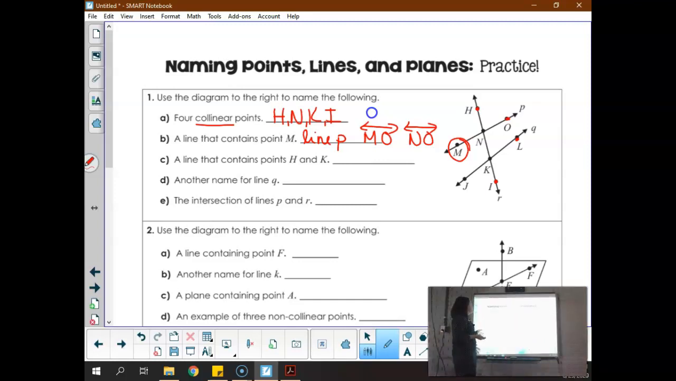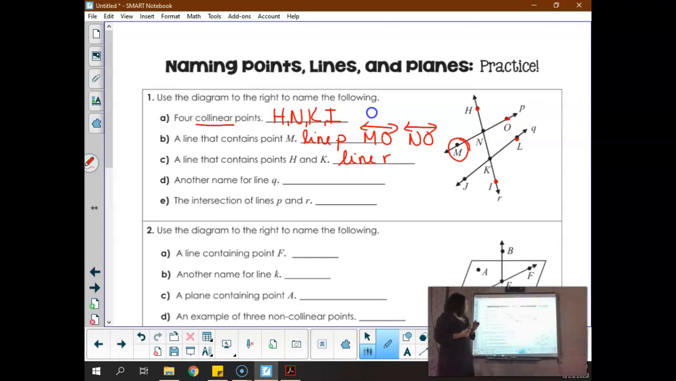C, a line that contains H and K. So again, we're down to line R. I'm just going to use line P and line R for right now because I feel like it ends up being too much of an alphabet soup. So I want to simplify just a little bit while I can.